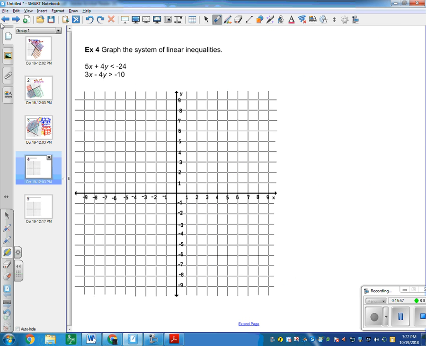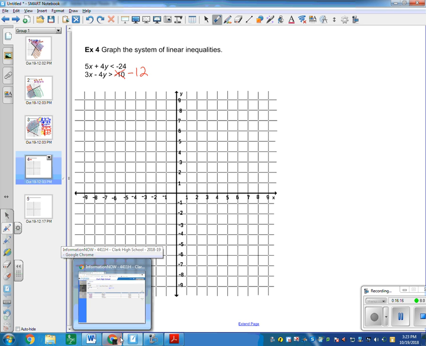What I would like you to do is pause the video and work it out. But before you pause the video, I am very sorry about this. I wish I would have caught this beforehand, but I didn't. We need to make a quick correction. Make -10 -12. Please now pause the video and have a go with it.